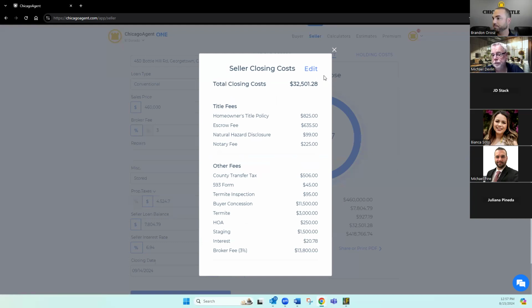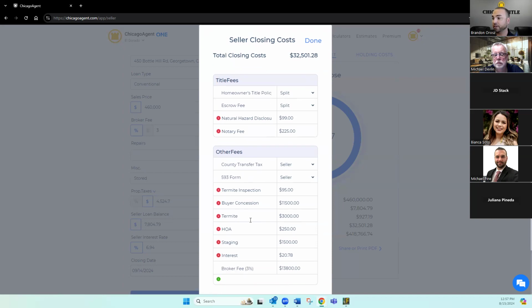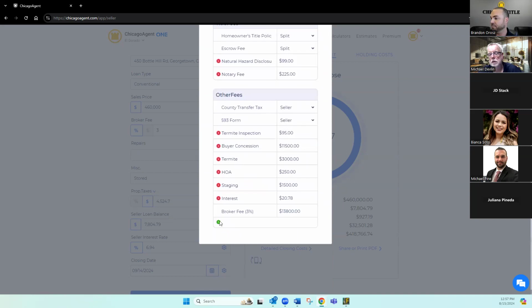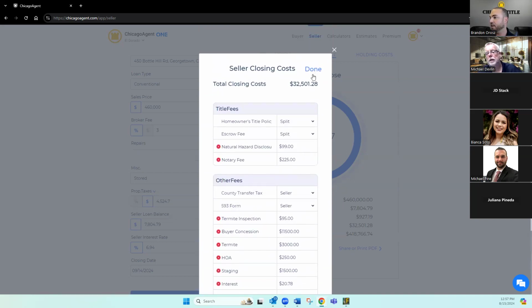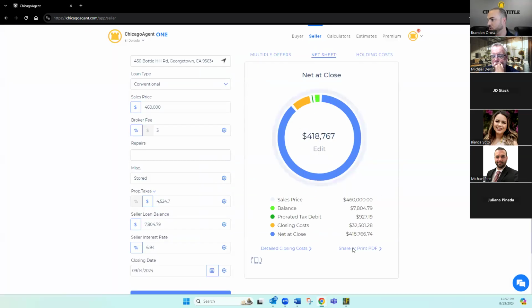Yep. And if you need to make an adjustment, something's not right, last minute adjustment before you actually produce the net sheet, you can do that. Click edit and go down and make those adjustments. You can even add some stuff in. Okay, just let's assume we're good to go, and moving forward, if you want to put out the net sheet, it's the share or print PDF button down here in the bottom right.